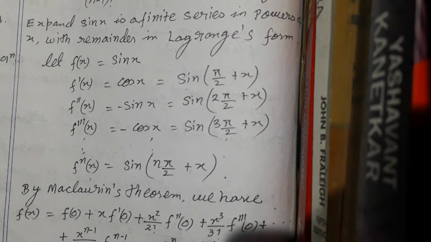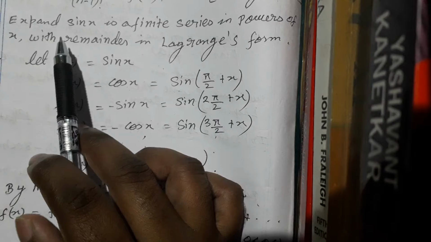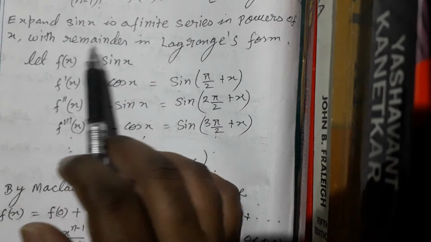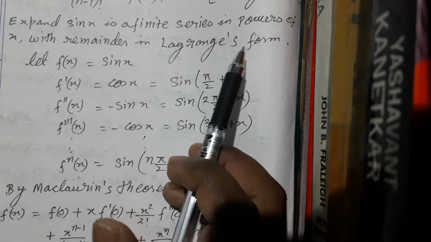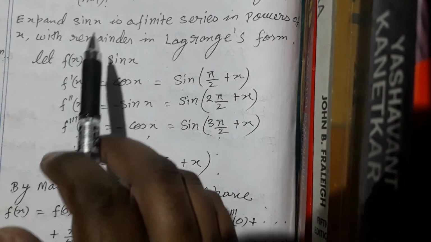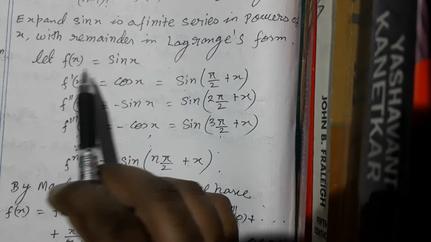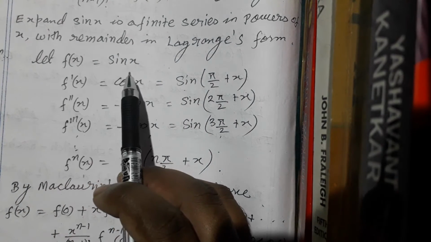In this video, I'm going to explain how to express sin x as a finite series in Lagrange form. So the question is: expand sin x as a finite series in powers of x with remainder in Lagrange form. Since we want to express sin x as a finite series, we'll take the function f(x) equal to sin x.